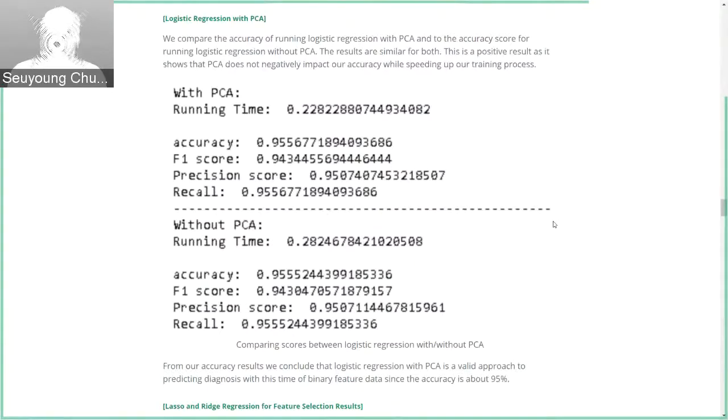After we run the logistic regression and compare the results with PCA and without PCA, we can see both scores are near around 0.95. The only difference is that the running time with PCA is faster than without PCA.